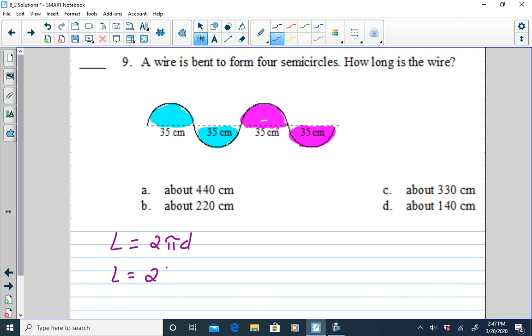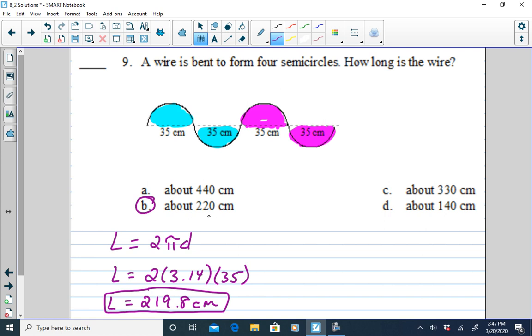So L is going to be equal to 2 times 3.14 times the diameter, which is 35. So we multiply 2 times 3.14 times the 35, and we wind up with 219.8. These are centimeters, and if we look for an answer that's close, it looks like that's going to be answer B, because 219.8 is about 220. So we're going to get answer B for question number 9.